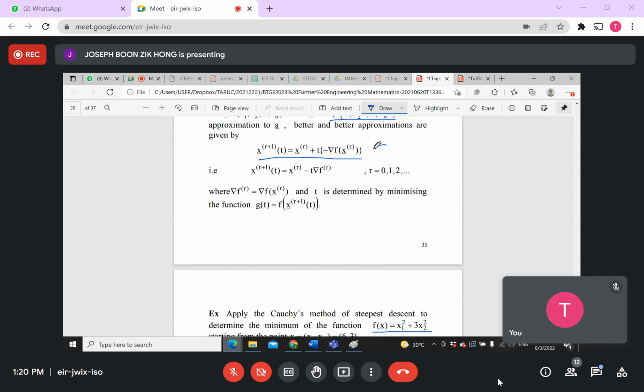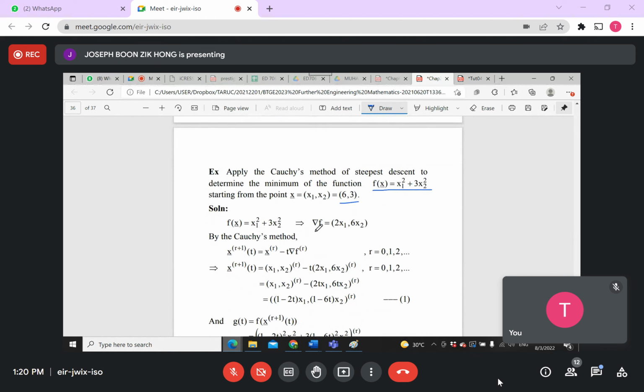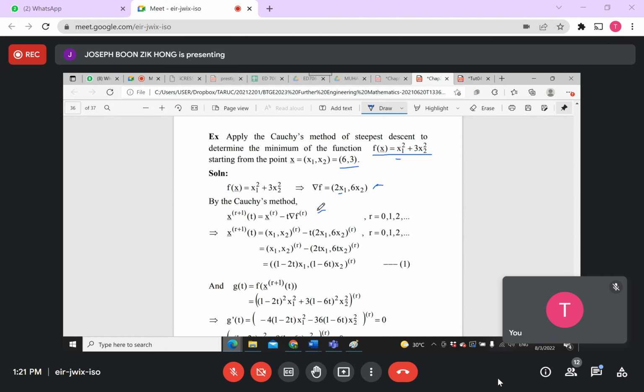If you want to apply this formula, you need the del f. So what is your del f? When you differentiate with respect to x1, I have 2x1. Differentiate with respect to x2, you have 6x2. Then by using the Cauchy method, this will be the formula. When you want to find the next one, you take xr minus t times this one.